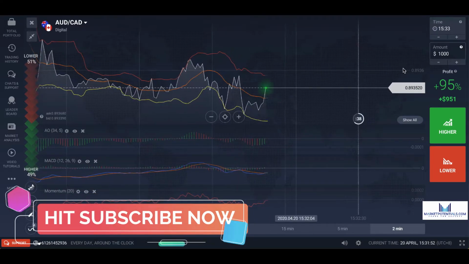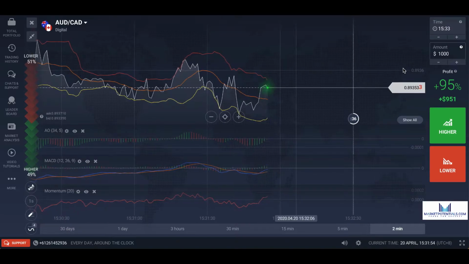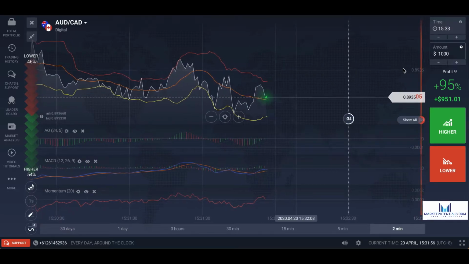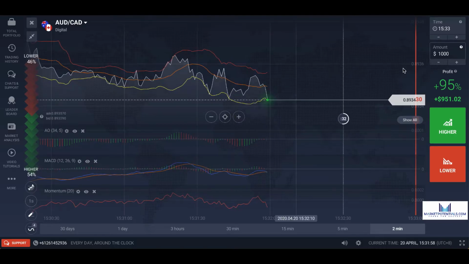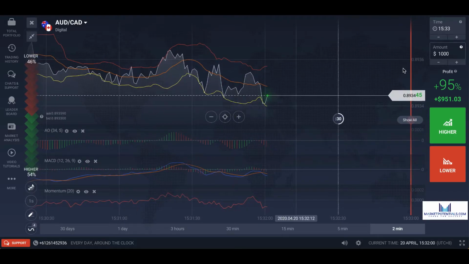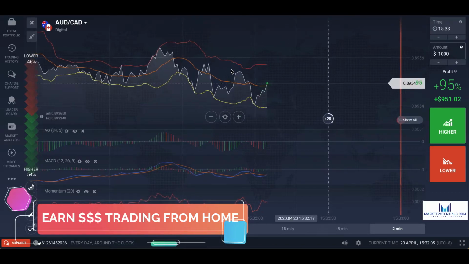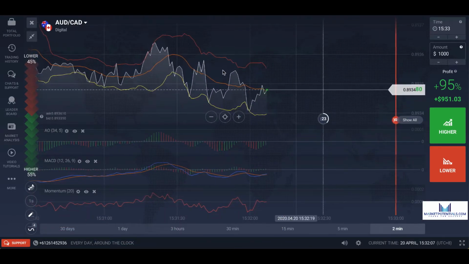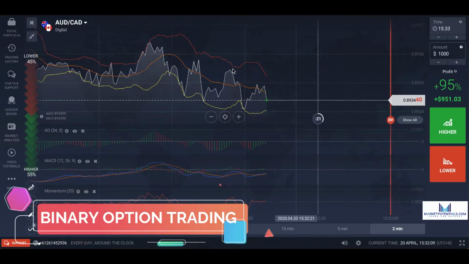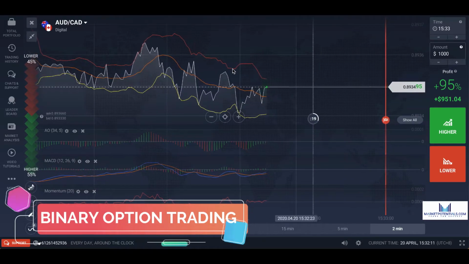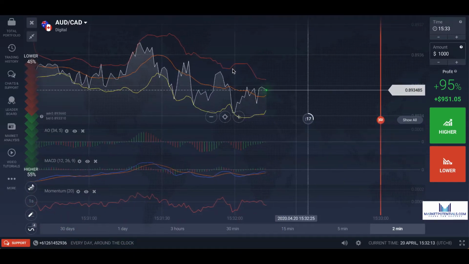Today I'm just going to share with you a way that, although I'm currently stuck at home, I'm still able to make a consistent amount of returns from trading online. Now, I trade online with what is called binary option trading, and the platform that I use is called IQ Option. The sign up link is down below. You can sign up for a free account, guys.